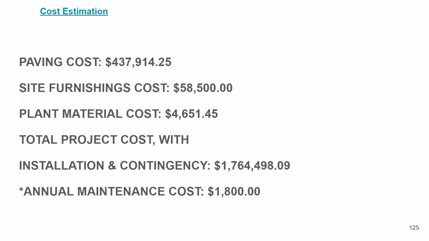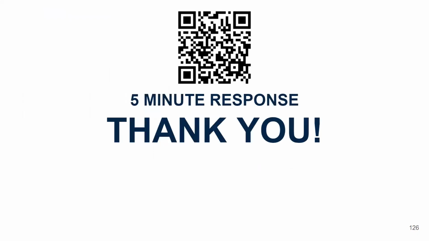Paving costs ended up being $500,000. Site furnishing costs $60,000. Plant material costs $5,000. And total project cost with installation and contingency is around $2 million. Annual maintenance costs $1,800. Thank you.